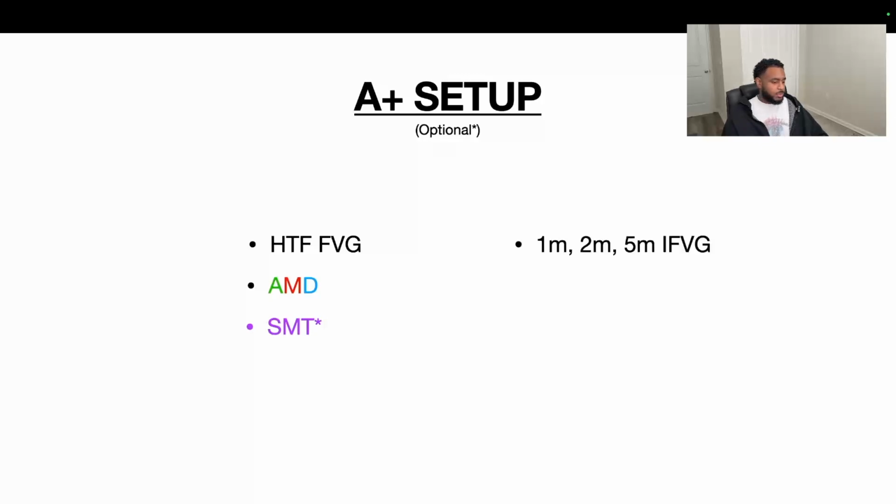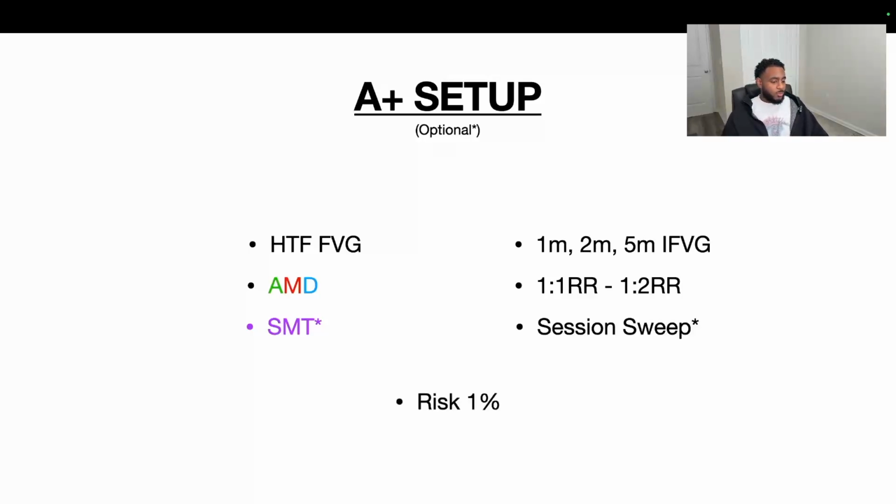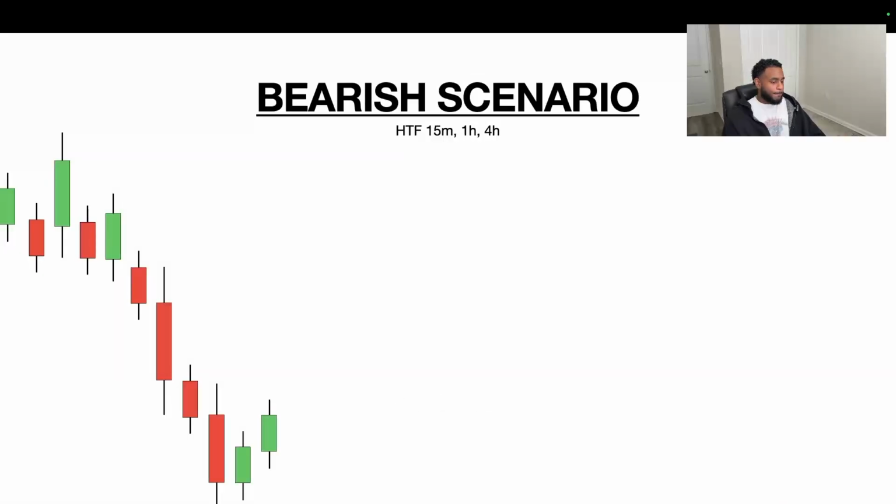It never hurts your trades. We only enter on a lower time frame, so IFVGs only. We risk 1 to 2 RR. Nothing less, nothing more. And then session sweeps are also optional, but again, that just grabs way more liquidity and our trade is more likely to play out if we have that. Finally, we only risk 1%. Whether you have a 25K, 50K, 100K, I don't care what your account size is. You're only gonna risk 1%. Keep it consistent. Don't get greedy, okay?